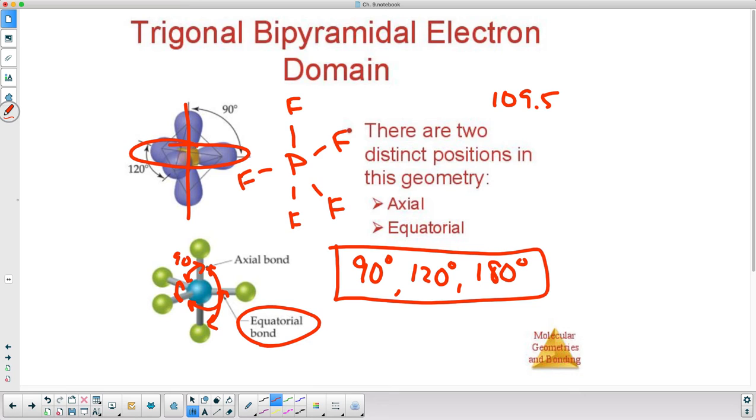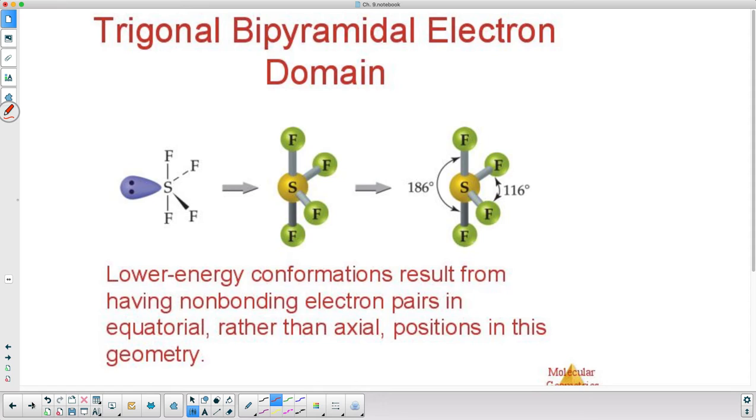Okay, so please make a note of that difference between axial bonds and equatorial bonds. When we take away bonds, we always take away an equatorial bond. So here, when we have 4 bonds, we have the trigonal bipyramidal shape, but we take away one of the bonds, which means that we take away an equatorial bond, and we end up with something like that.